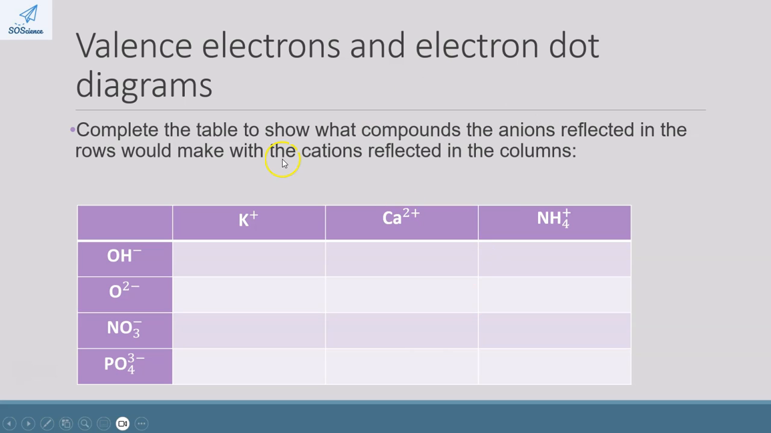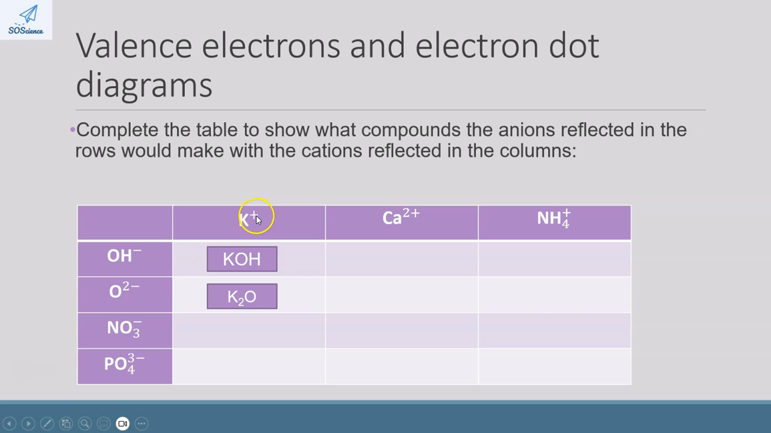So here we've got a table where we've got some positive ions. Remember, the positive ion always comes first. And then we've got negative ions. So in this case, I want to know what compound forms from K⁺ and OH⁻. So that's simply KOH. Next is the ionic compound that will form between K⁺ and O²⁻. We need 2 K⁺ to balance out 1 O²⁻. So it would be K₂O.